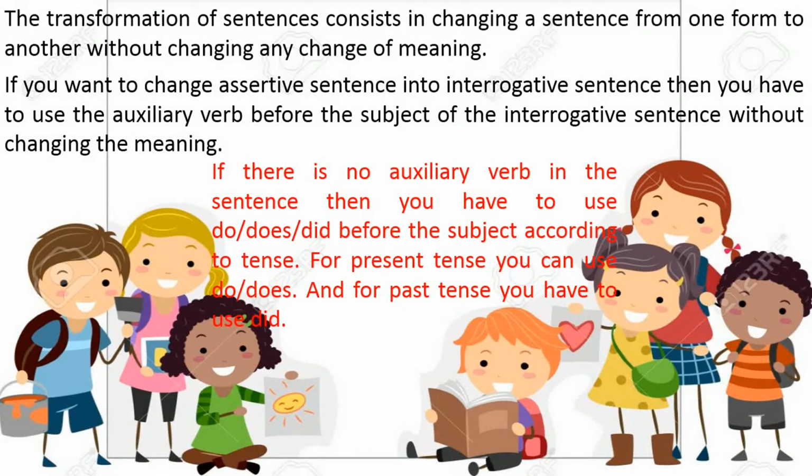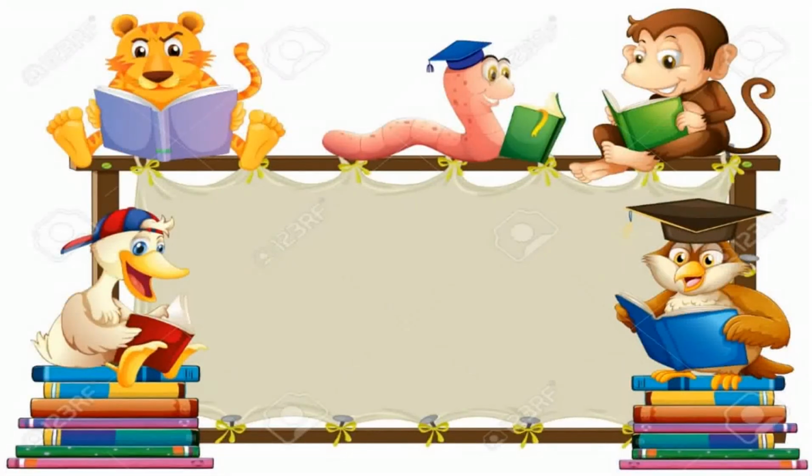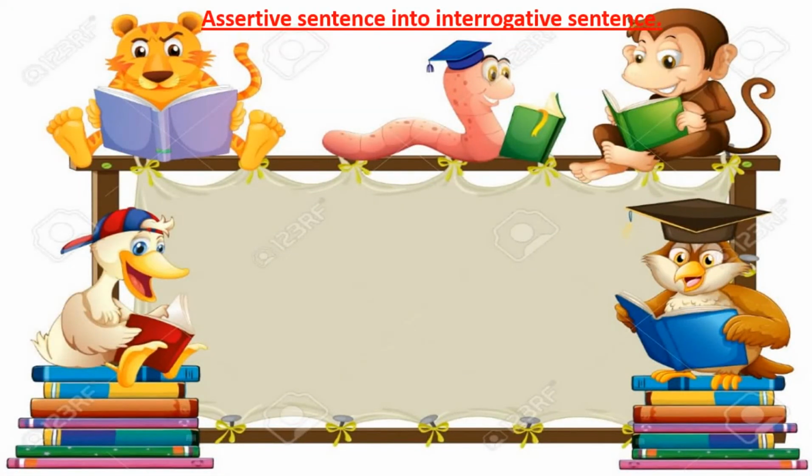You have to remember, if there is no auxiliary verb in the sentence, then you have to use do, does and did before the subject according to tense. So you know, for present tense you can use do or does, and for past tense you have to use did. So let's go. Assertive sentence into interrogative sentence.